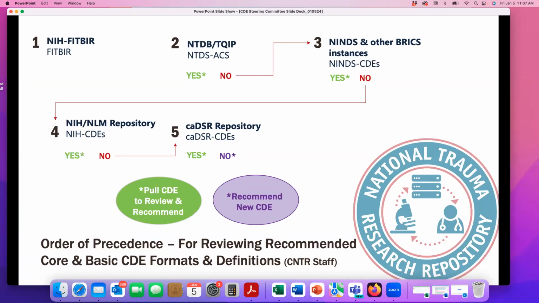Any comments on that? We felt like we really needed to have a way to sort of discern and decide in what order of precedence we would accept an already existing common data element if it was there for the data element we chose to collect.